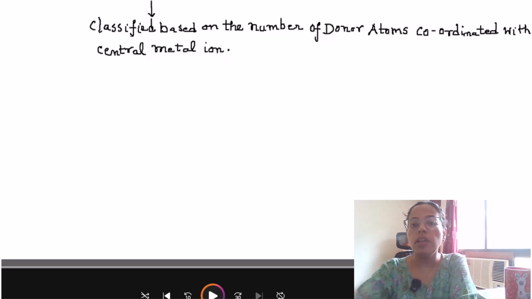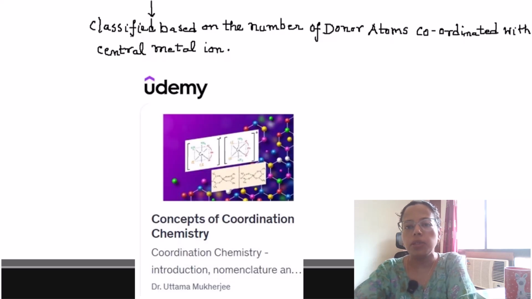In today's video, we will learn about the different kinds of ligands that we encounter in coordination chemistry. I have divided this video into two parts. In the first part, you will learn about the types of ligands which are classified according to the number of donor atoms coordinated to the central metal ion. And in the second part, we will learn about the ligands which are classified according to their donor and acceptor properties. So let's see and learn about these very important components of coordination chemistry, that is the ligands.